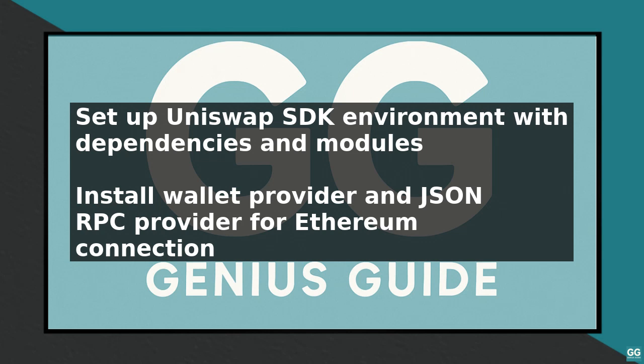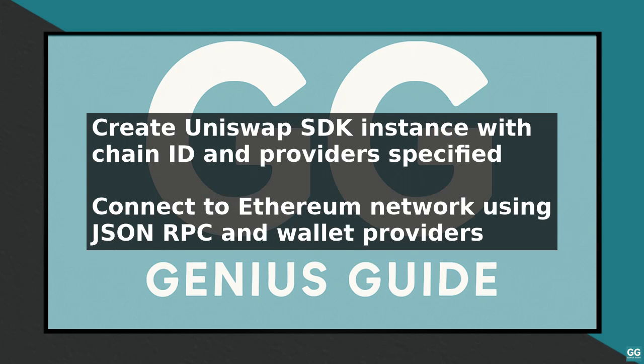Next, you need to create a new instance of the Uniswap SDK and connect to the Ethereum network. This involves specifying the chain ID, the JSON RPC provider, and the wallet provider.